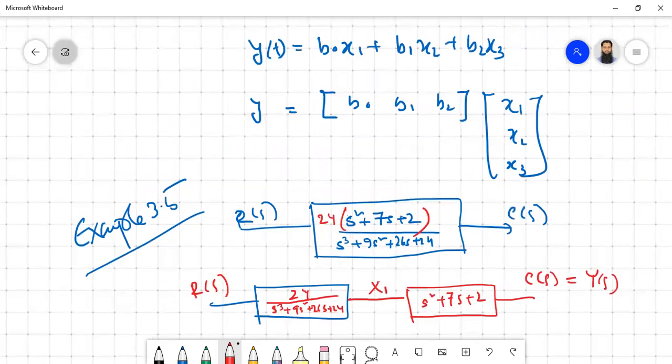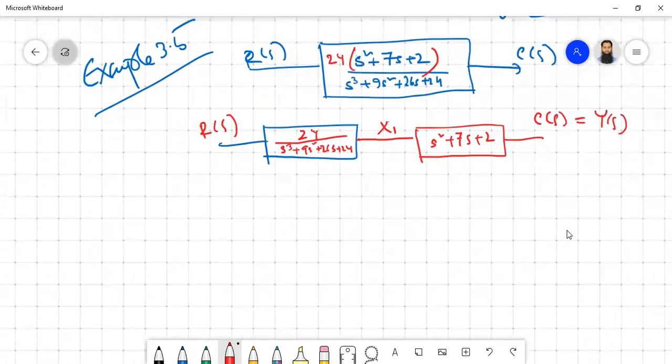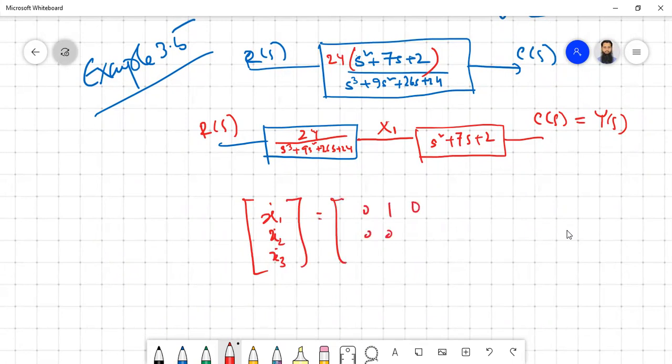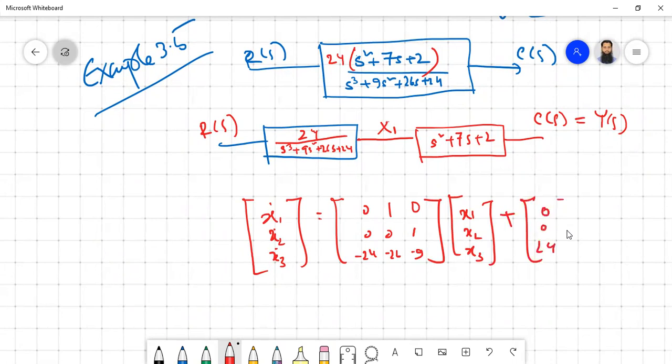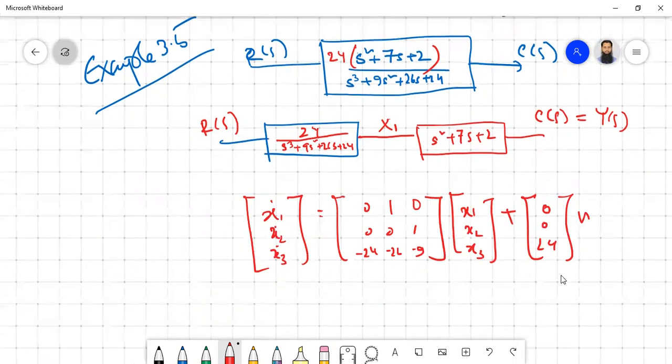The first thing, the state equation, we're not changing because it remains the same. That is x1 dot, x2 dot, and x3 dot, which will remain as it is: 0, 1, 0, 0, 0, 1, and then minus 24, minus 26, minus 9, times x1, x2, x3, plus 0, 0, 24R.